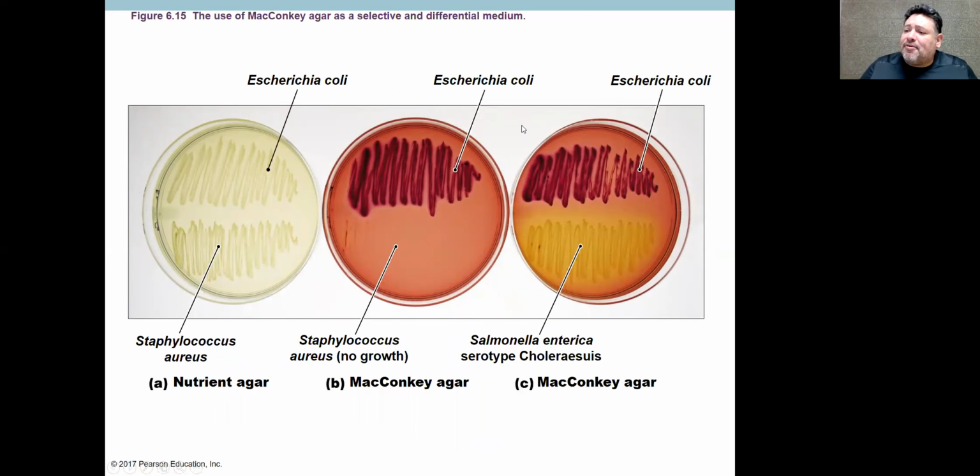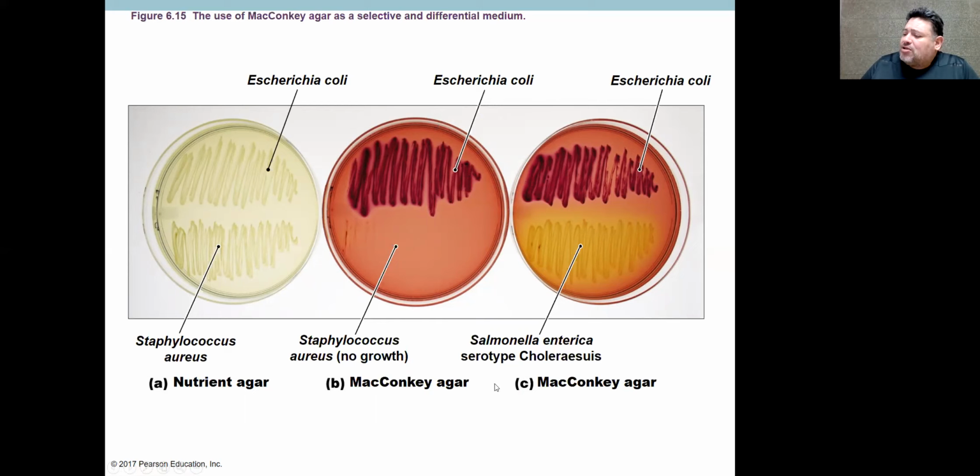This is an exciting example because here we have what is called MacConkey agar. Okay, so notice that here we have E. coli, and over here we have Staphylococcus aureus. One grows and the other one does not. Now, if you do not remember, E. coli is gram-negative and Staphylococcus aureus is gram-positive. So the dyes in MacConkey are selective for gram-negative organisms. In other words, it only allows gram-negative organisms to grow.